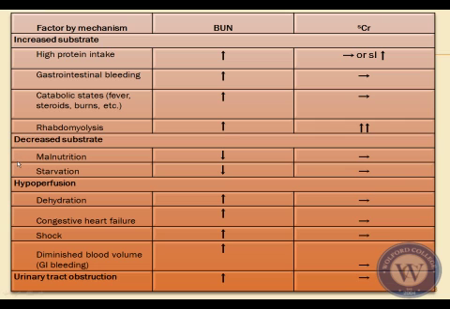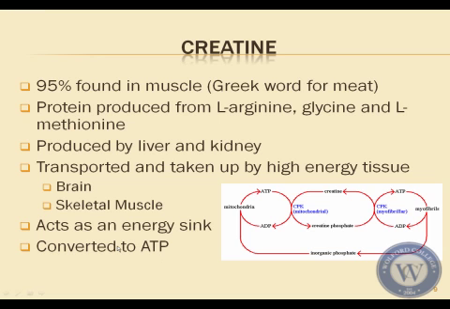If you have patients with decreased substrates such as malnutrition or starvation, you'll see the BUN fall with creatinine not changing. If you have hypoperfusion, where you have significant dehydration, BUN will rise in comparison to creatinine, which will stay steady. Things like congestive heart failure, shock, or diminished GI blood volume, such as GI bleeding, will also have elevations in BUN with no change in creatinine. If you have a urinary tract obstruction, as long as you have one kidney obstructed, you'll still have an elevation in BUN, but creatinine will stay steady. It's only when both ureters are obstructed that you get a rise in BUN and creatinine together.